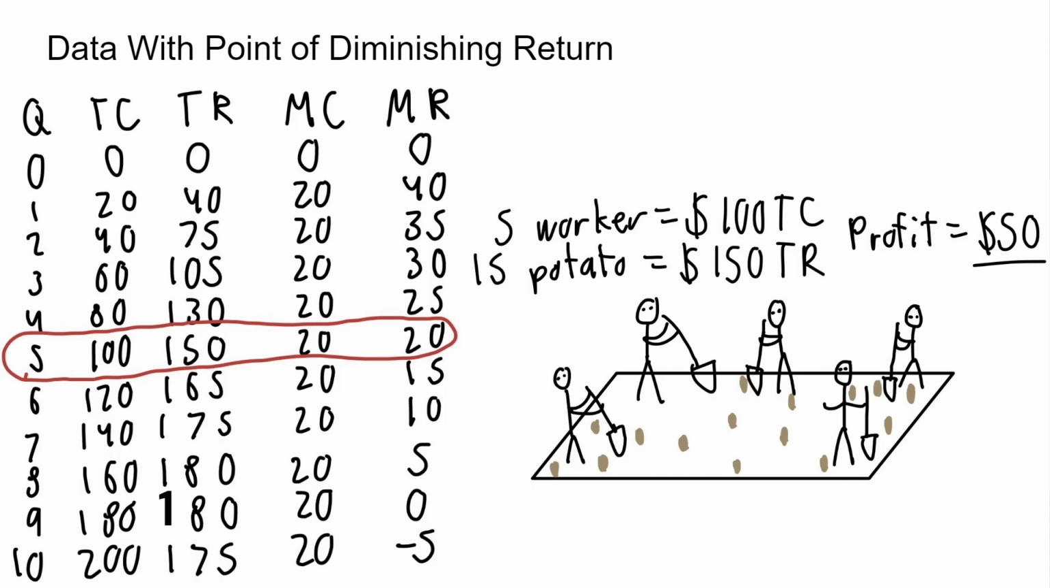In this case, marginal revenue decreased with each worker hired, and we found the perfect point to balance cost and revenue. In this video, we talked about diminishing marginal returns.